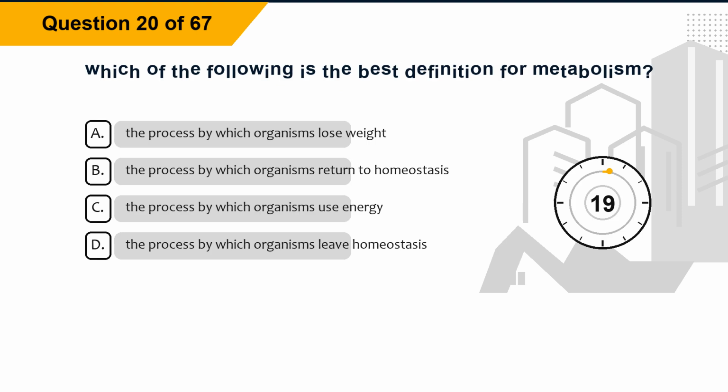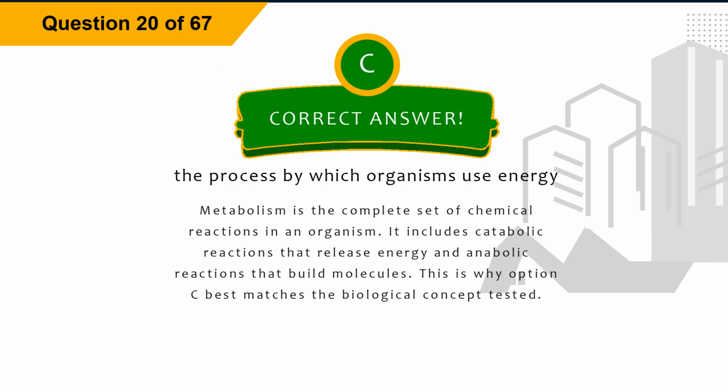Question 20. Which of the following is the best definition for metabolism? Option A, the process by which organisms lose weight. Option B, the process by which organisms return to homeostasis. Option C, the process by which organisms use energy. Option D, the process by which organisms leave homeostasis. The correct answer is option C, the process by which organisms use energy.